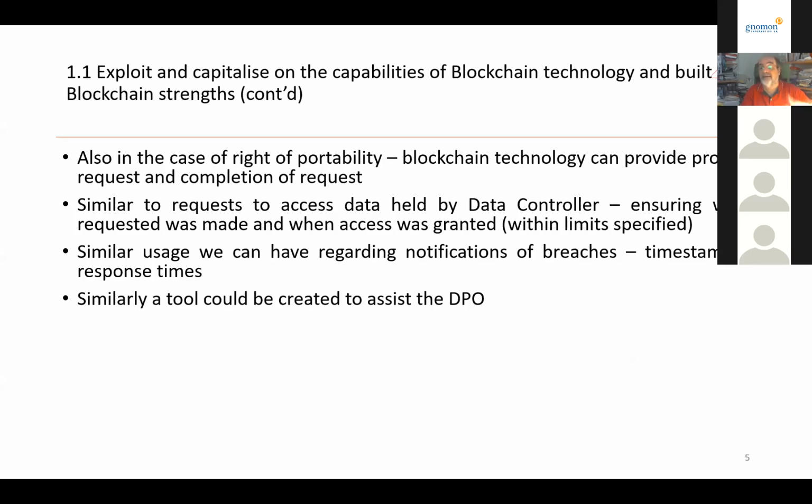Therefore, they could take corrective actions like cancelling credit cards, etc. Such an application, based on blockchain features, could assist the DPO to administer and perform its role in a much better, more organized and transparent way, where both sides see exactly what is happening.